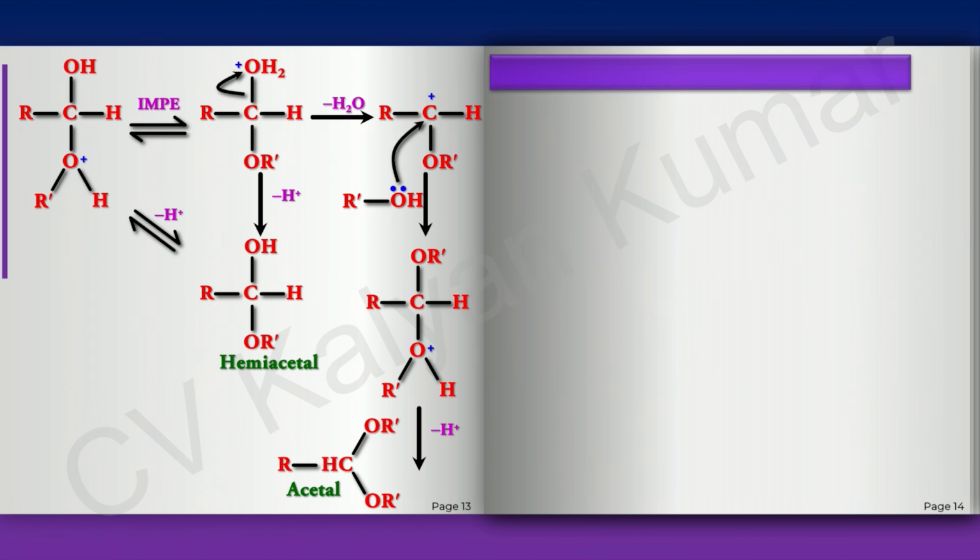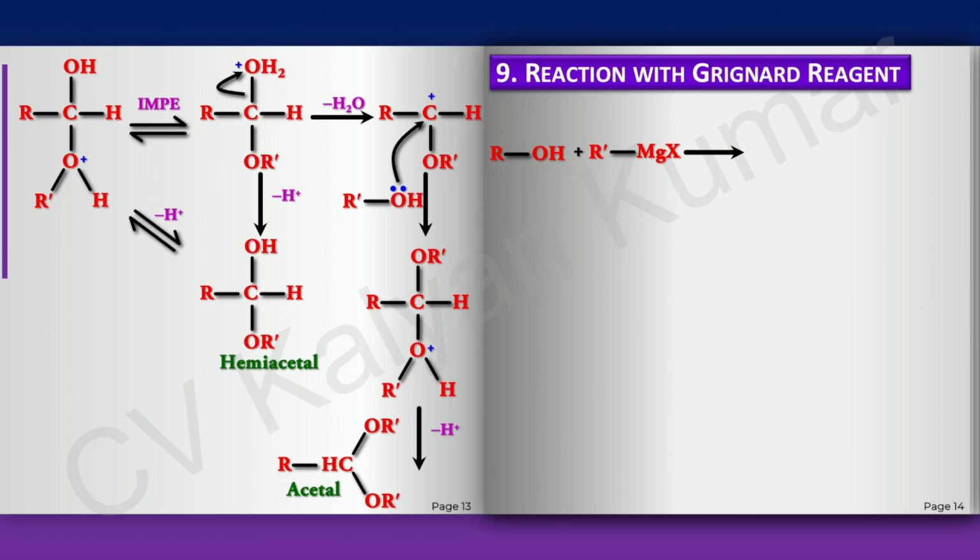All right. Now, the next reaction of alcohol we've already done is the reaction with GR, the Grignard reagent. You have the alcohol, you have the GR, and you know that with anything with an acidic H, the GR will take up an H and form the hydrocarbon. So it will form RO minus MgX+, and you will get alkane.